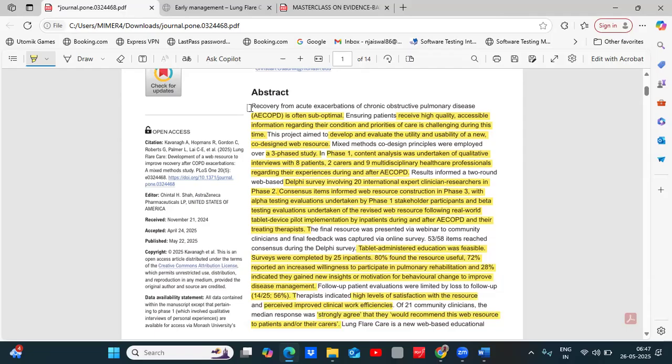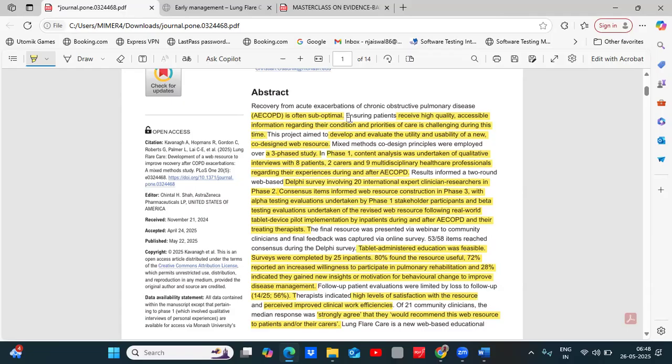So what they did was, this study was conducted in three phases, and a patient education instrument was developed. The patient population was acute exacerbation of COPD. The study gap they identified was that care for acute exacerbation of COPD is suboptimal, which is documented in the research, and they wanted to give patients high quality, accessible information regarding their condition and priorities of care. They noted that this is challenging during this time.